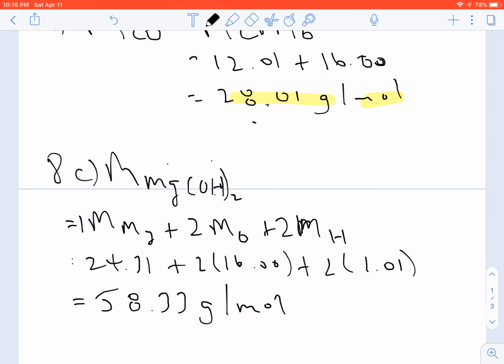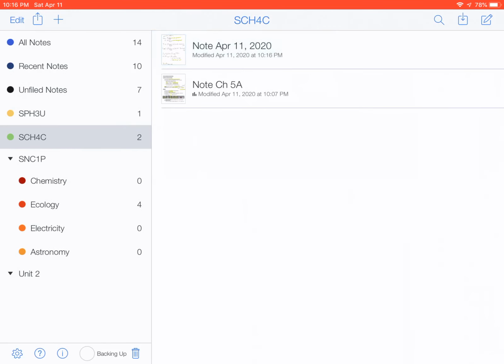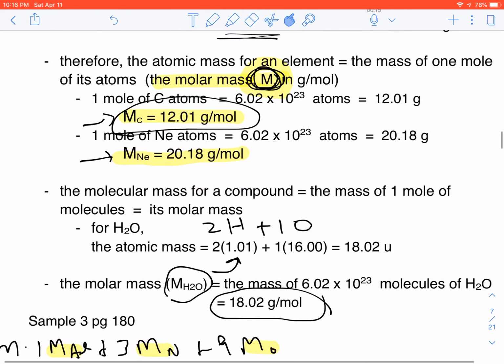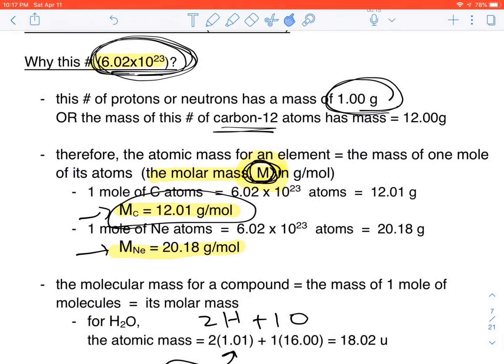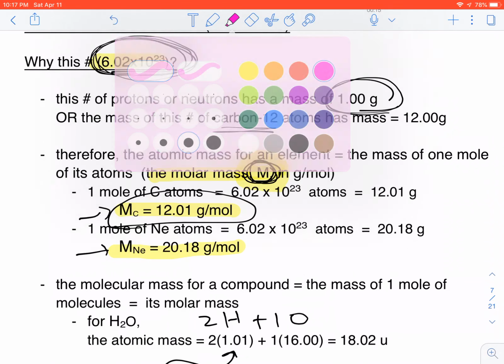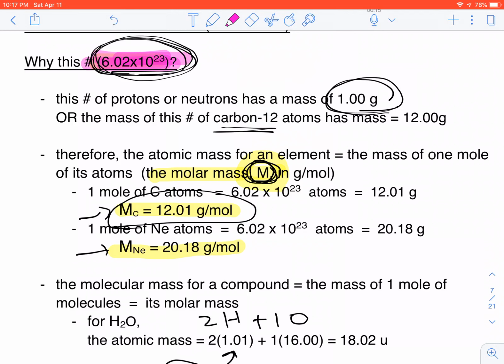And that's how come, again, in the note that we finished yesterday, I started with why this number, right? Why this number? And it's, right, that is a mole. So that's the number that allows us to figure out from the masses on the periodic table how many atoms or molecules do I have.